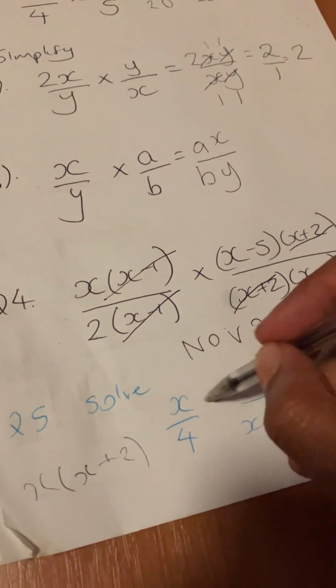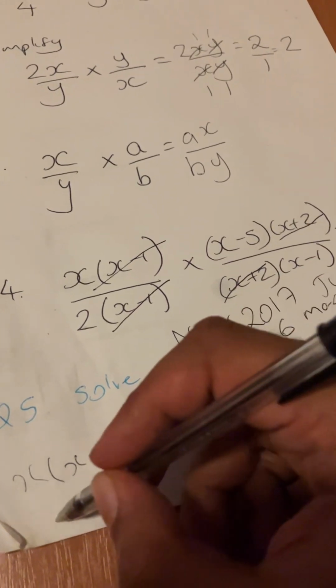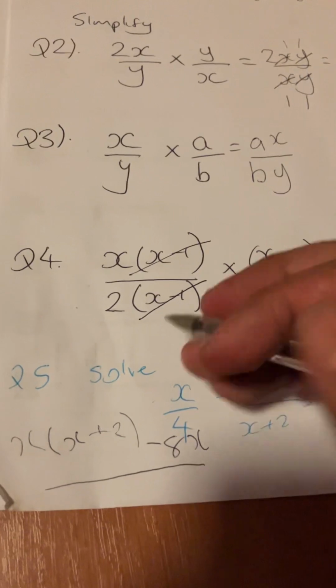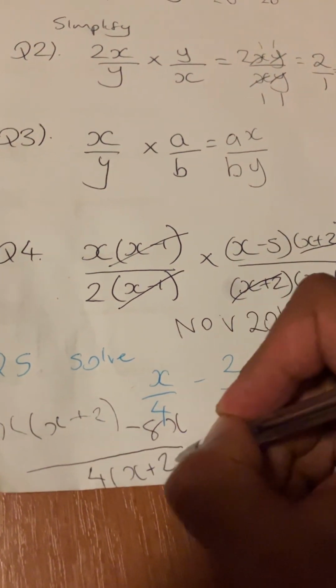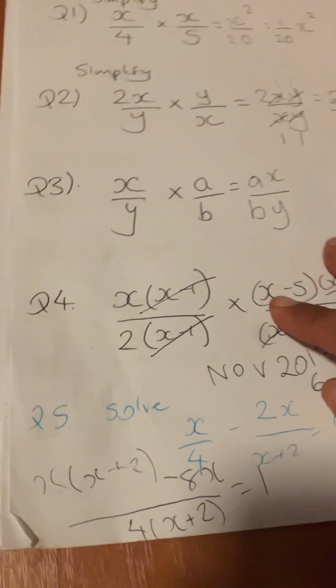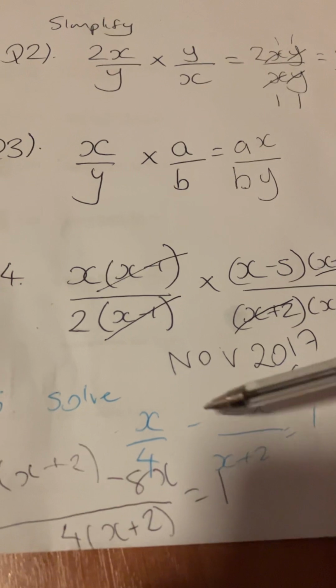Okay. So cross multiply and then minus 4 lots of 2x, which would be minus 8x, all over 4 brackets x plus 2. And that has to equal the number 1. Okay, so hopefully it makes sense, guys. So I've cross multiplied here, and now I'm going to simplify it.